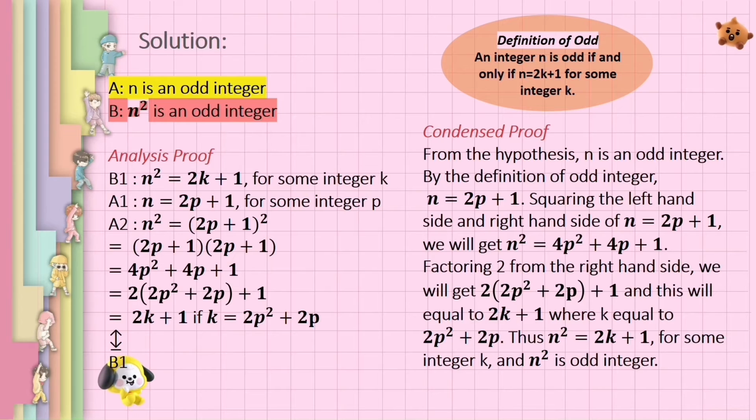In the condensed proof, we just explain what happened in the analysis proof. From the hypothesis, n is an odd integer. By the definition of an odd integer, n equals 2p plus 1. Squaring the left-hand side and right-hand side of n equals 2p plus 1, we get n squared equals 4p squared plus 4p plus 1. Factoring 2 from the right-hand side, we get 2 times (2p squared plus 2p) plus 1, and this equals 2k plus 1, where k equals 2p squared plus 2p. Thus, n squared equals 2k plus 1 for some integer k, and n squared is an odd integer.